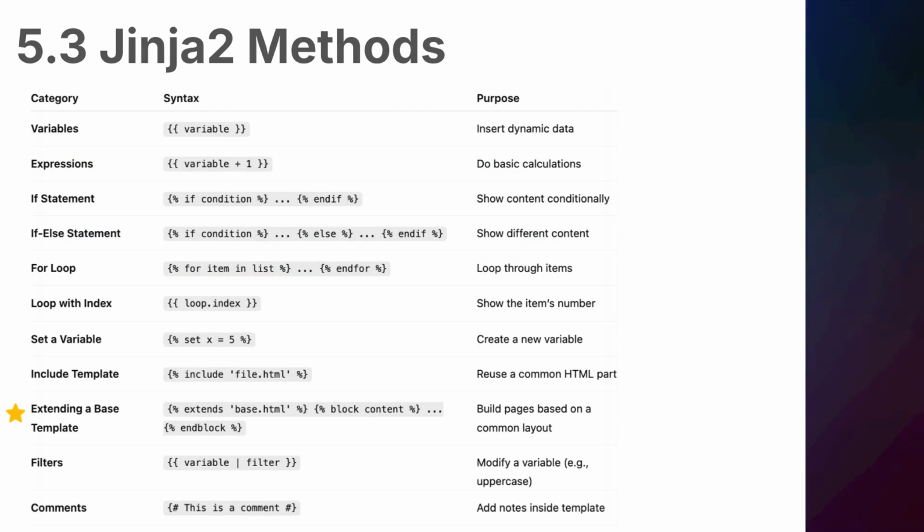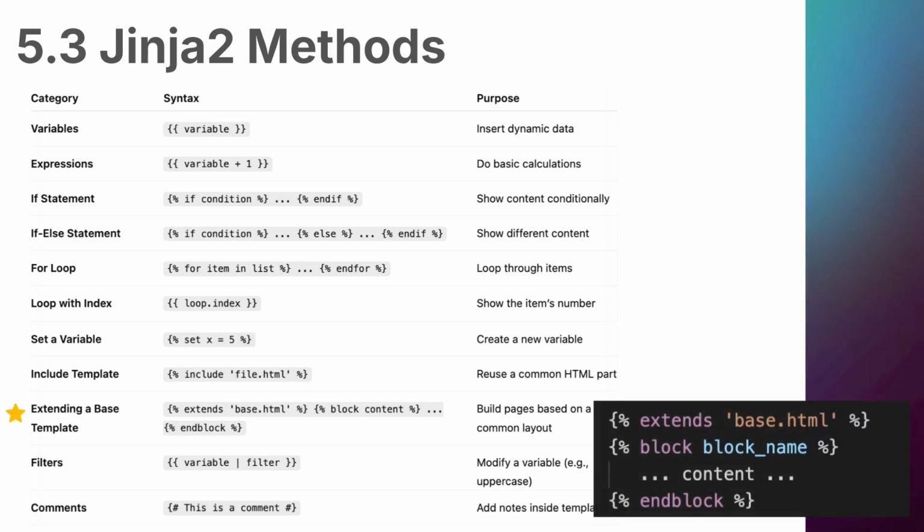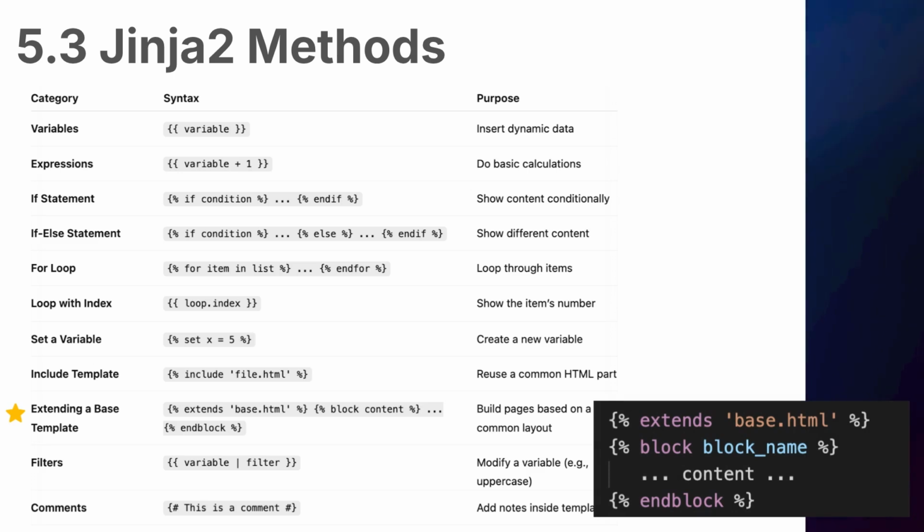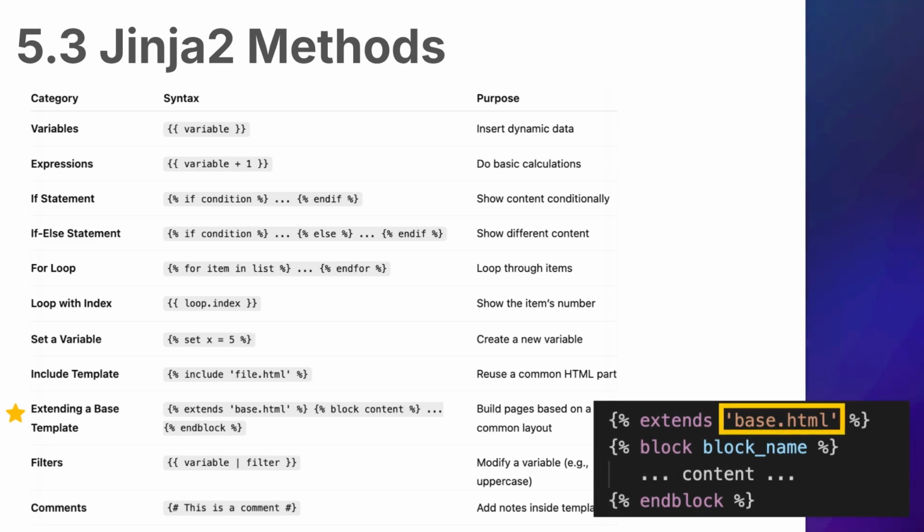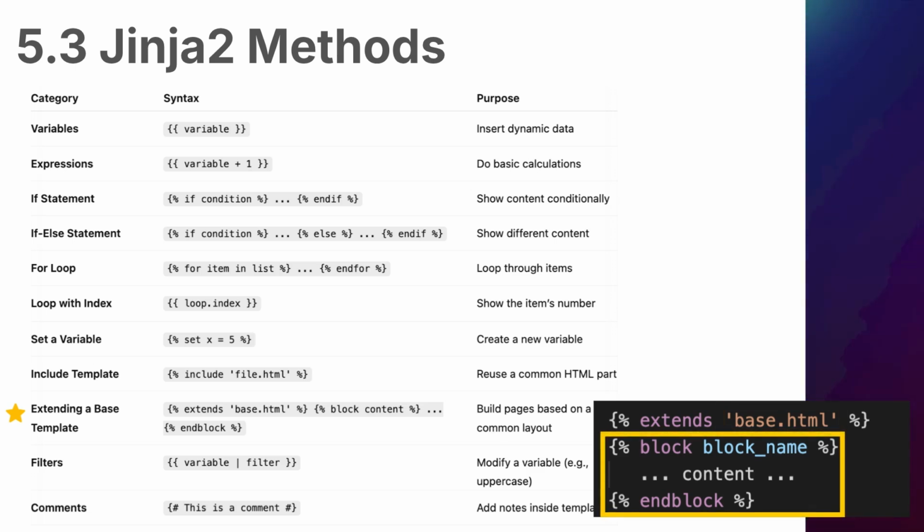Next, extending a base template. This is the basic syntax. Extends tells Flask this page is based on another file. In this case, it's the base.html file. The block defines parts that can be filled or replaced by each page. Then you can make many pages that share the same content, such as header, footer, and also styles, only changing the block part.